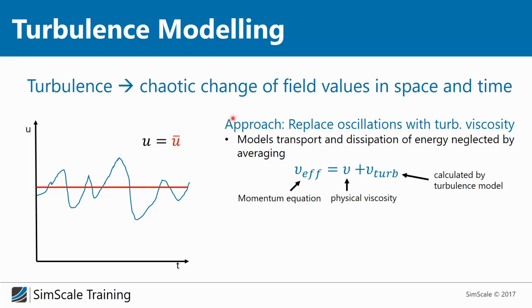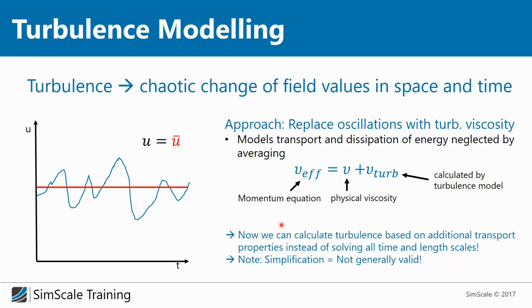And what we do is introduce a new physical quantity, which is not a real world quantity, the so-called turbulent viscosity. Instead of using the physical viscosity of our fluid, we're using a new viscosity called effective viscosity, which is calculated by adding the turbulent viscosity and the physical viscosity. This effective viscosity is now used in the momentum equation instead of the physical viscosity. And this closes our equation system again, and at the end of the day we can calculate the turbulence based on additional transport properties instead of solving all time and length scales.